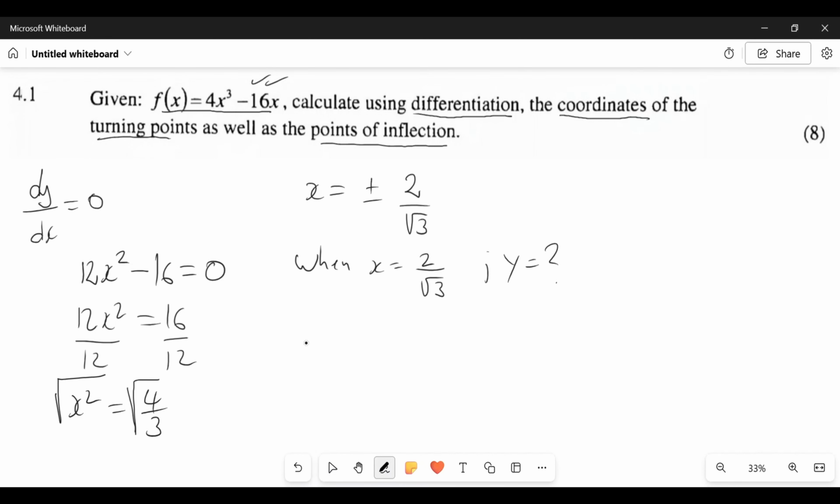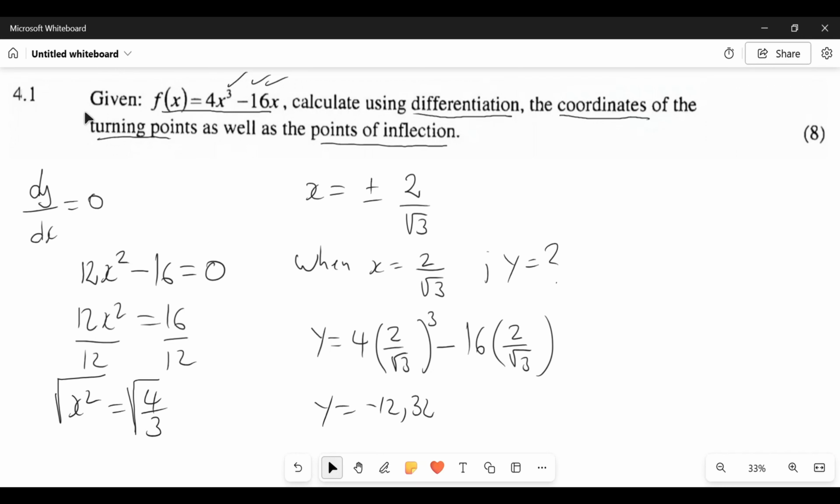So basically what we're going to do here guys, we're going to substitute this x into the original formula. So let's do it. y is going to be equal to, wherever there is x, we're going to substitute with the x that we have here, which is 2 over root 3 to the power of 3. There we go. Minus 16, and then we have 2 over root 3. There we go. And then our final answer is going to give us negative 12.32.